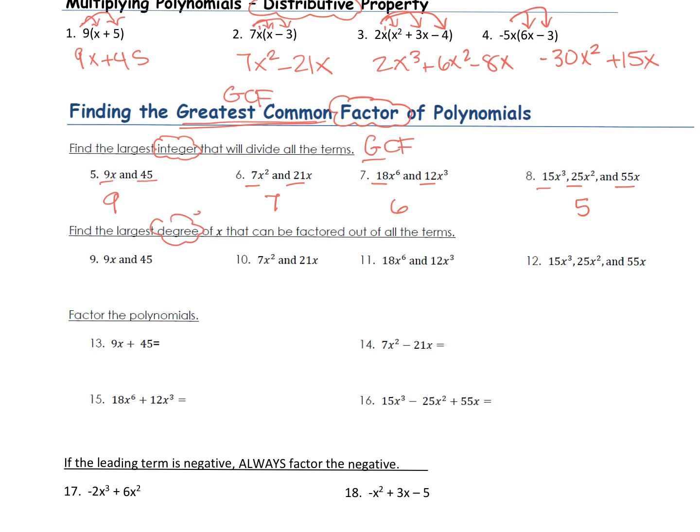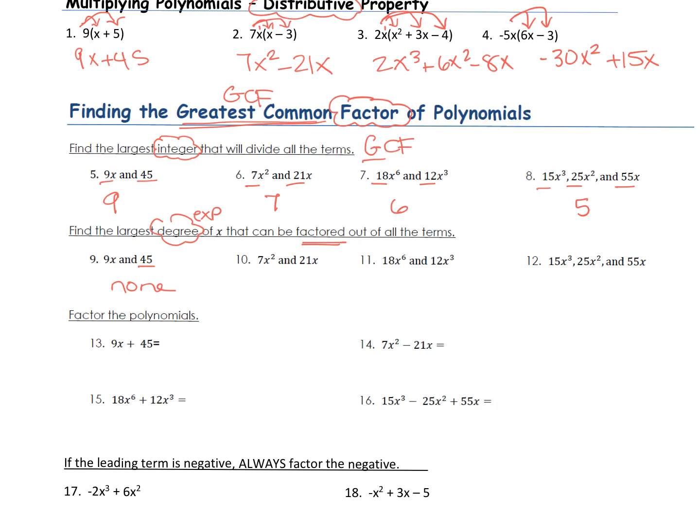So now let's look for the largest degree of x. That's the exponent on x that can be factored out of all the terms. It means it can be divided evenly out of every single term. Well, since the 45 doesn't even have an x, there is no x with an exponent that can be evenly divided out of all of them.